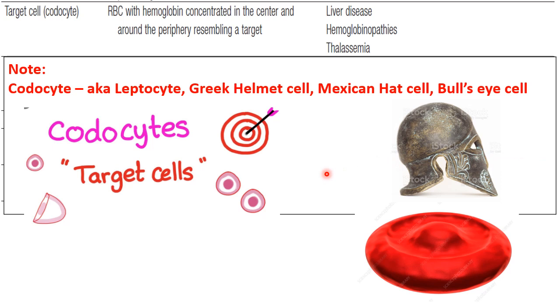Target cell naman tayo. Target cell is also known as leptocyte or Greek helmet cell or Mexican hat cell or bull's eye cell. So madaming other names yung mga yan. Okay? And ito naman most commonly associated with liver disease, thalassemia, or other types of hemoglobinopathies. Sa IDA, walang masyadong codocytes. Mas ma-appreciate mo sila in thalassemia. So, one of the differences of IDA and thalassemia is the presence of your codocytes.